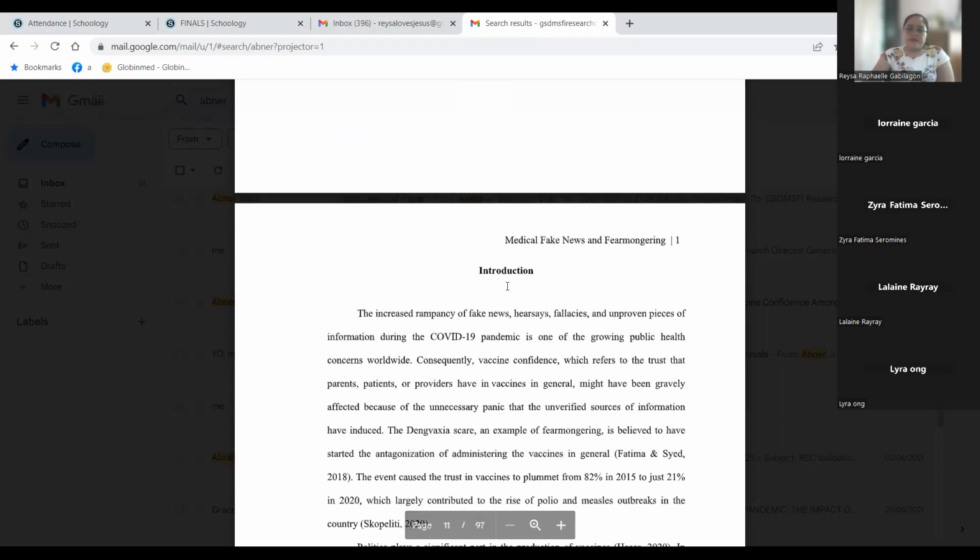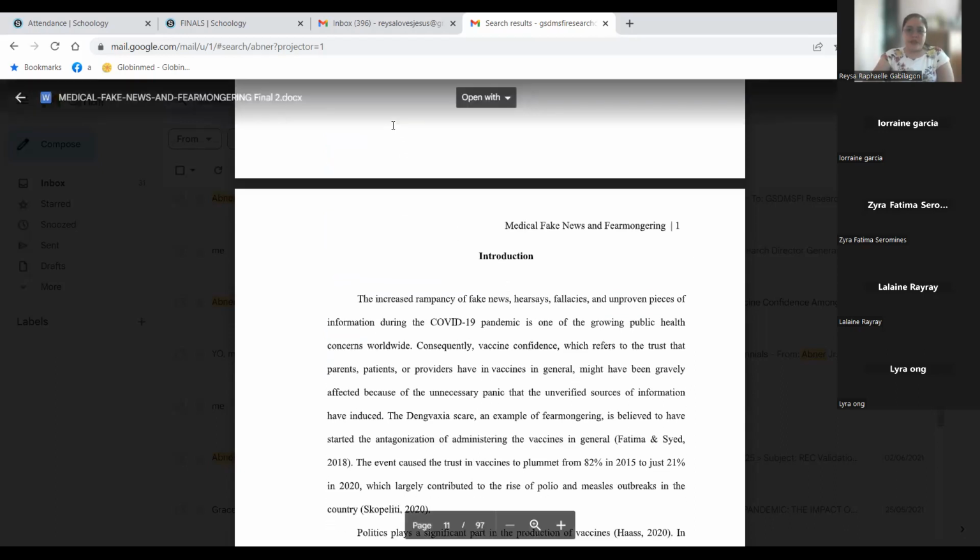Now, sa page number, class, page numbers are placed here on the upper right corner of your paper sa tabi ng header. Running head. We call this the running head. The running head, class, is parang abbreviation or like shortcut or summary of your title. Shortened title. That's the running head. And then katabi niya yung page number.